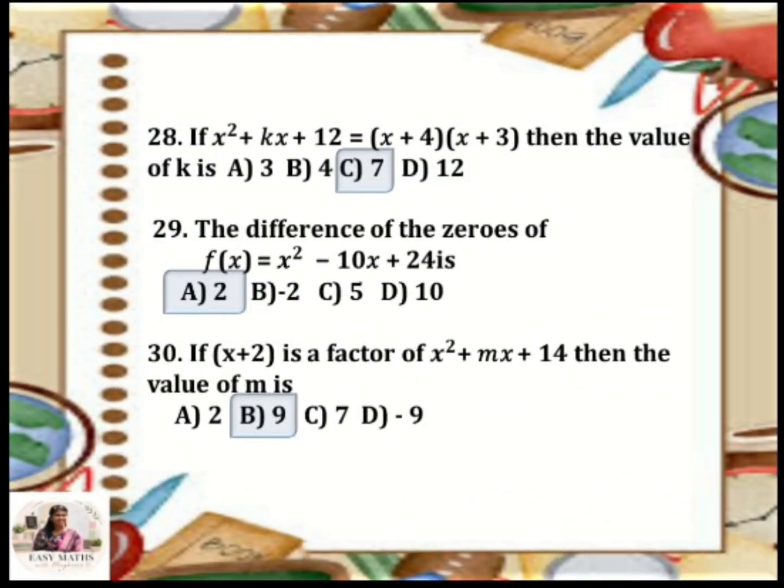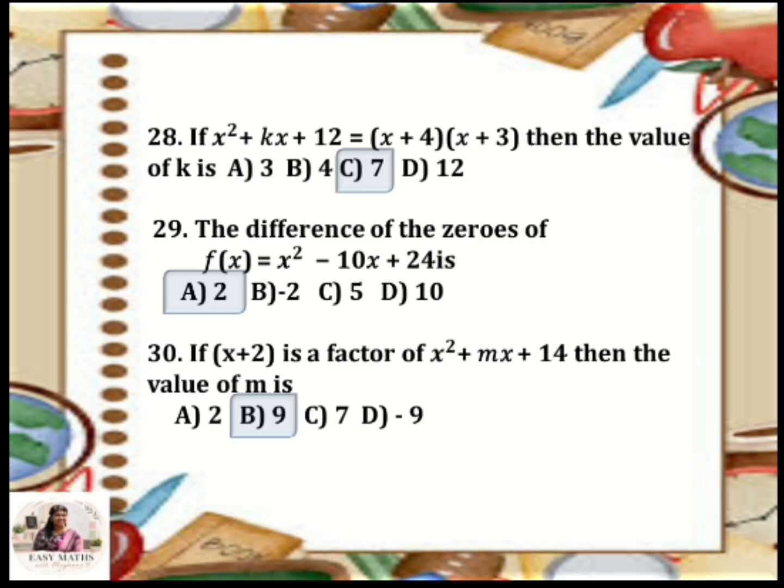Question number 28. If x square plus kx plus 12 is equal to x plus 4 into x plus 3, then the value of k is. Here we have to solve the expression. Then you are getting k minus 7 is equal to 0. So k is equal to plus 7. You will get the answer here. So option C is the correct answer.